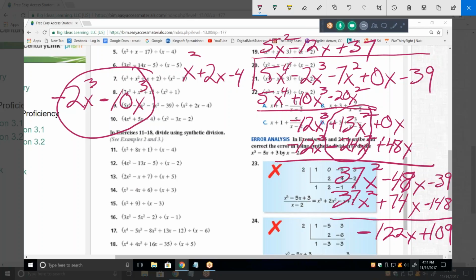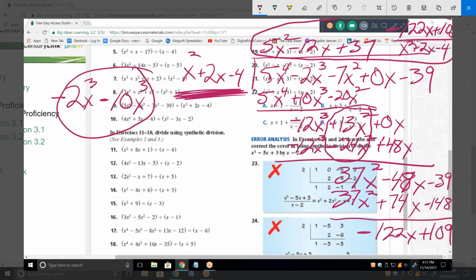So, what is the answer? The answer is this with a remainder. And the remainder is minus 122x plus 109 divided by your divisor, which is x squared plus 2x minus 4. So your full answer is that. In other words, it did not divide evenly. It had a remainder. And the remainder is always whatever the remainder is divided by your divisor.